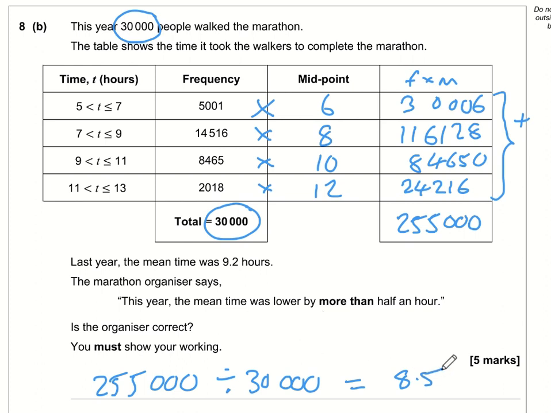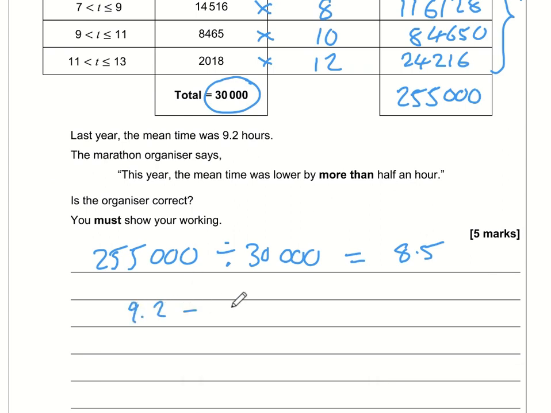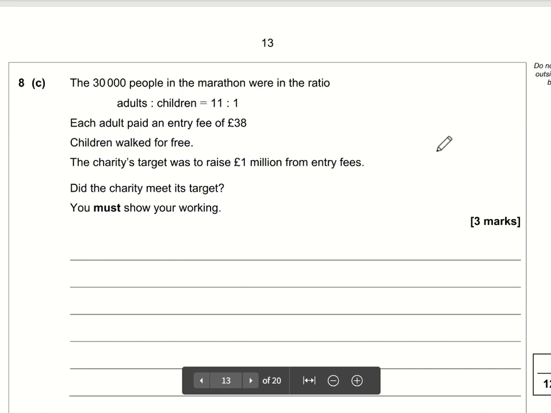So the mean is 8.5, and it was lower. The previous year it was 9.2 hours. So yes, it is more than half an hour because 9.2 take away 8.5 is 0.7, and 0.7 is greater than half an hour, which would be 0.5. There we go. So the key thing here is working out that the estimated mean is 8.5 for this year's results. And now moving on to 8C, a question about ratio.